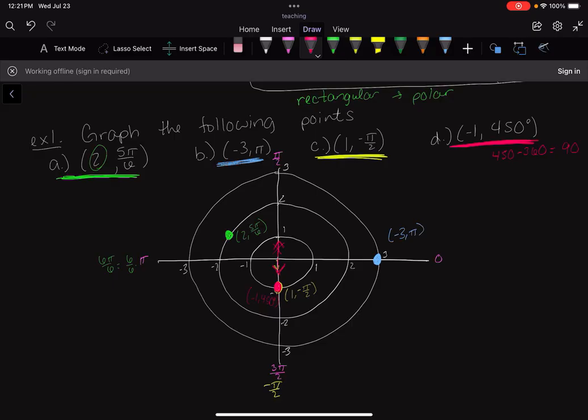I want to talk about part B a little bit more. Another way we could have written that, we could have said, okay, I want to go to 0, and I just want to go out by 3. So I could have also just called it the point 3 comma 0. And funny enough, that's also what it would be in rectangular coordinates. It would be 3, 0.